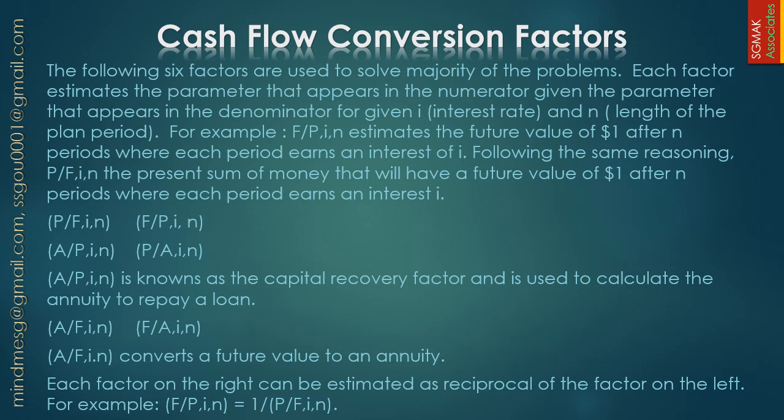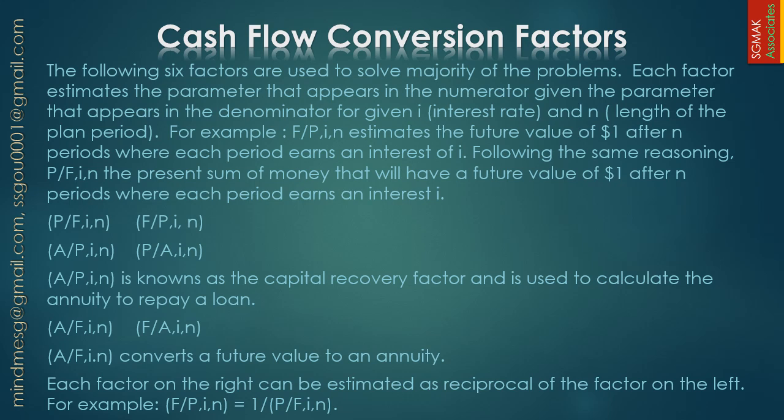Other factors that we'll be using are A over F I N and F over A I N. The rule is the same. With A over F I N, you can take a future value and convert it into an annuity. For a certain amount of money n periods in the future, what's the equivalent amount for each period, if you want to find that out? Depending on the problem, you have to bring up and use different factors. Each factor on the right, the 3 I've mentioned, can be estimated as the reciprocal of the factor on the left. So they are related. If you know F over P I N and take the reciprocal, you get the factor P over F I N. Same goes with the other factors.